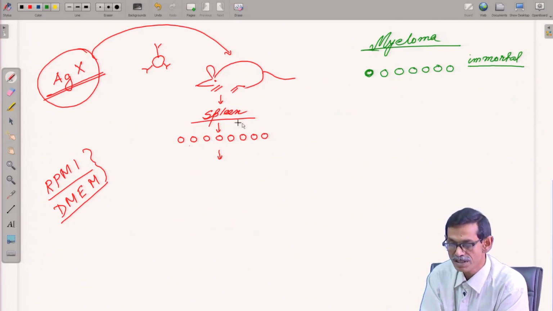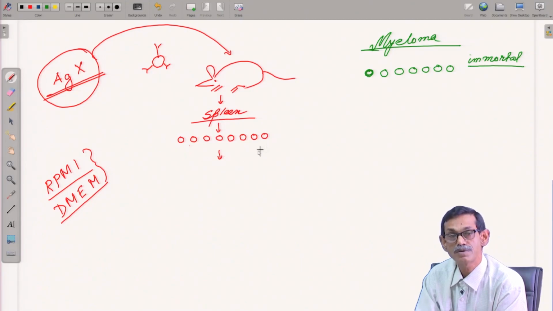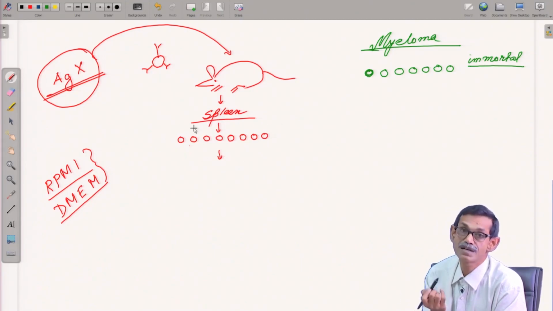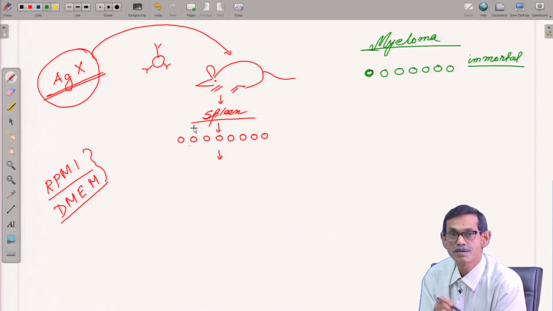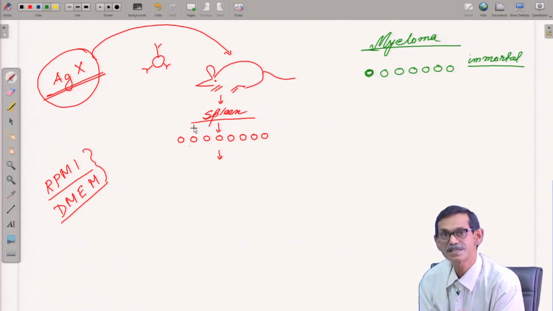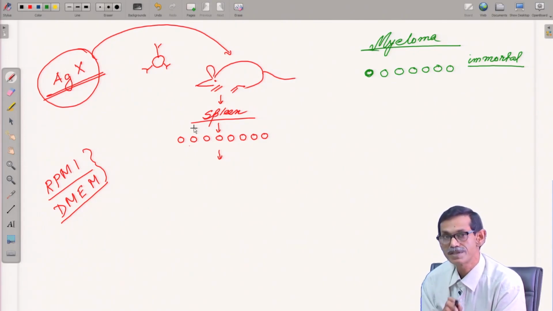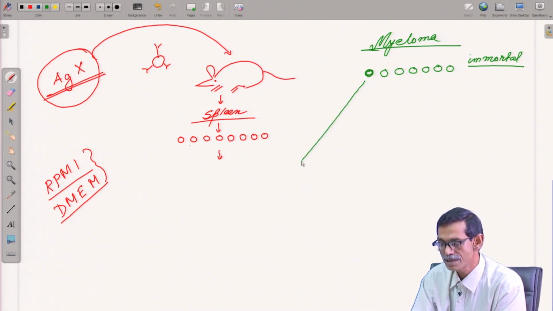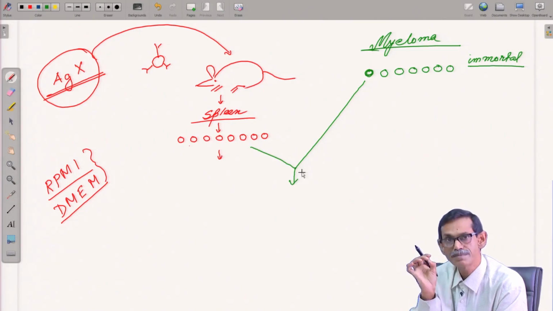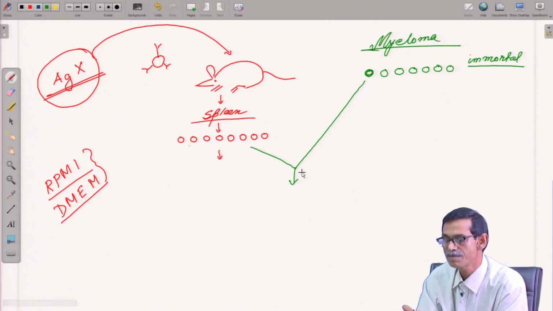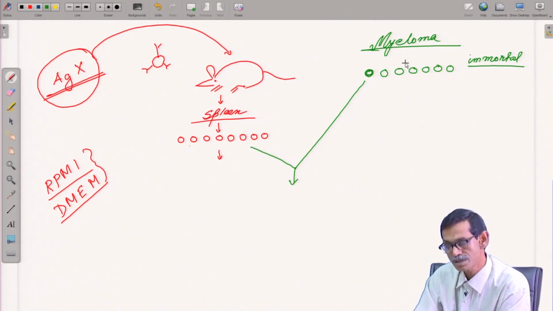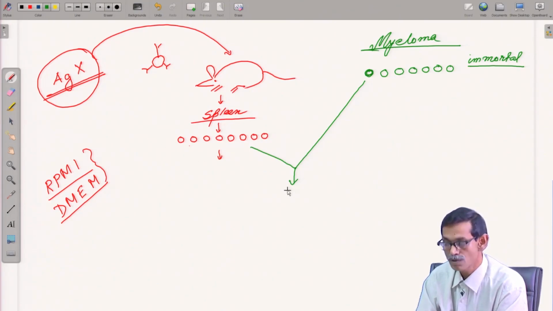Then they thought these cells are capable of producing antibody, but they are not immortal. These cells are immortal, but they can't make antibody, or they were selected that way, so they are not making antibody. So, they thought, if we put them together and fuse them and select the cell which has both properties, that means the immortality will come from this myeloma, and the antibody producing property will come from this B cell. So, what will happen?